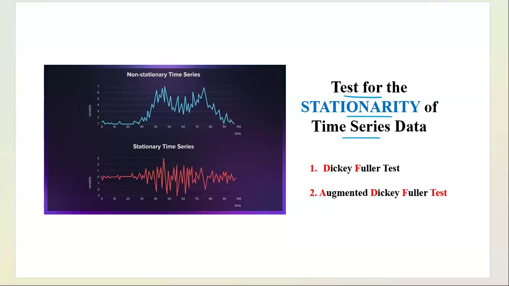Previously I have mentioned why stationarity is important in time series analysis. If you haven't watched that video, I'll give the link in the description. You can check that out. And now let us move to the tests of stationarity.